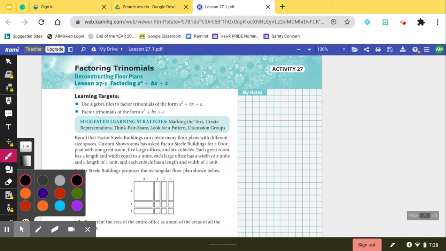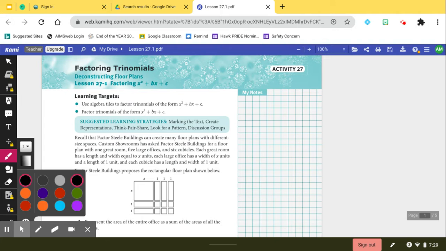All right, so we're going to do lesson 27.1, where we are going to factor trinomials of the form x squared plus bx plus c, where, and this is particular because our a is always going to be 1, so the coefficient to x squared is 1.